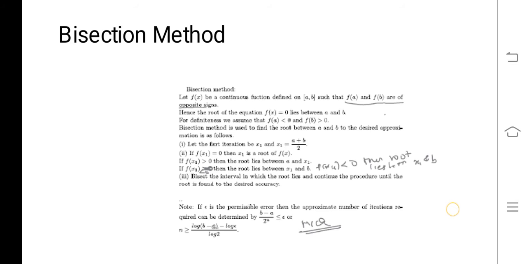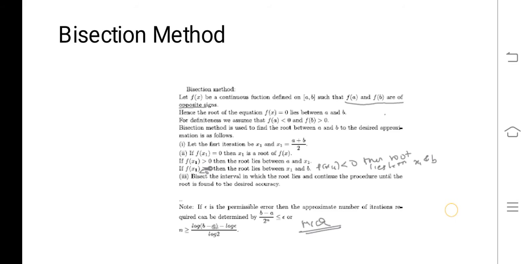Using the bisection method, our aim is to find the root of f(x) = 0 which lies between a and b. For definiteness, we assume that f(a) is less than 0 and f(b) is greater than 0. The bisection method is used to find the root of f(x) = 0 that lies between a and b up to the desired accuracy. The procedure is mentioned as below.